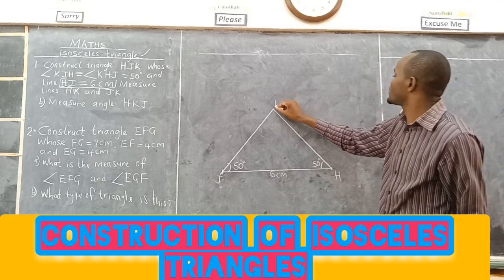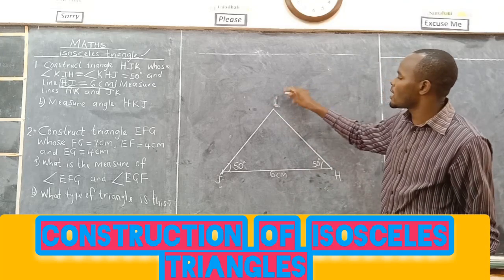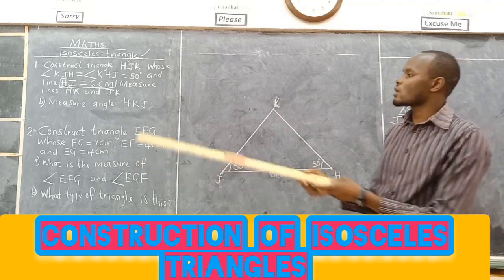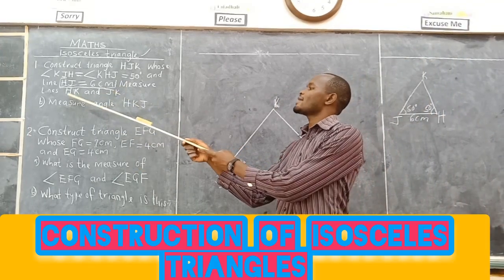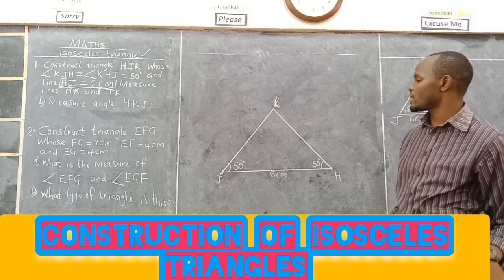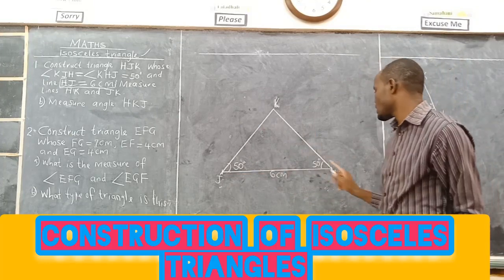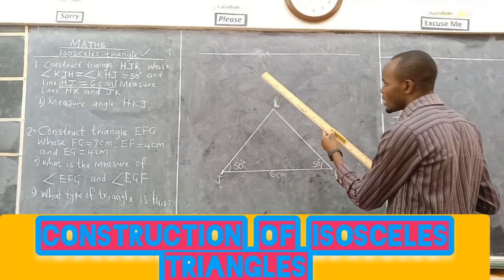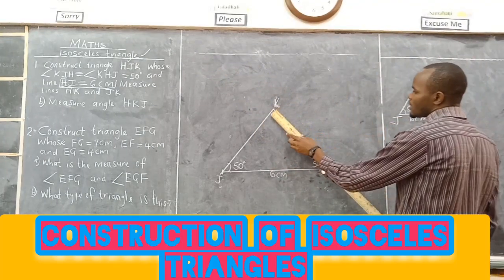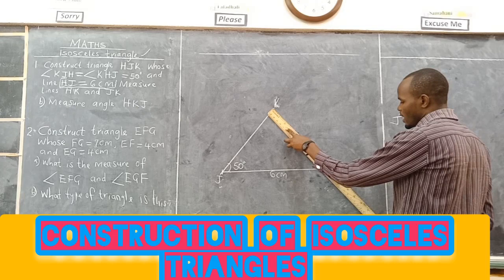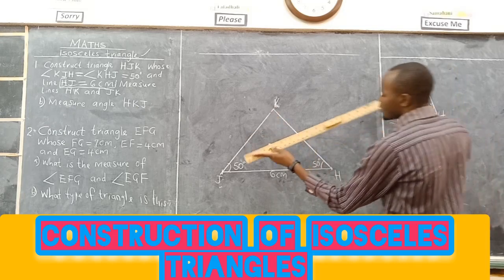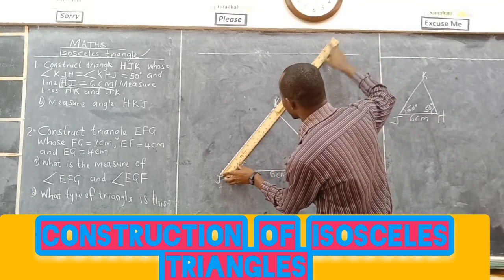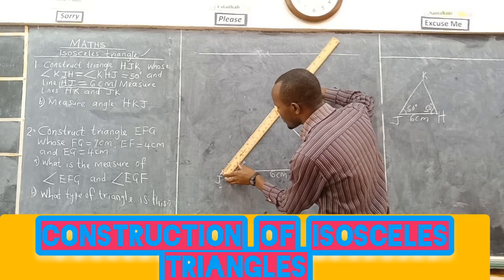So here we have letter K. What is our question? Measure line HK. Let us measure. We measure this with your ruler. Measure line HK. So we have 4.5. The other one is what? The other one is also 4.5.